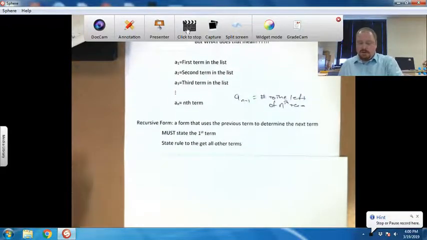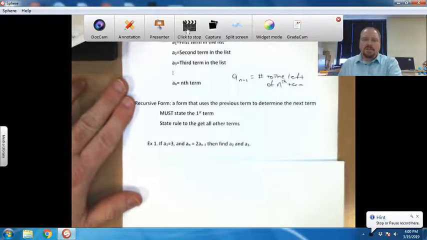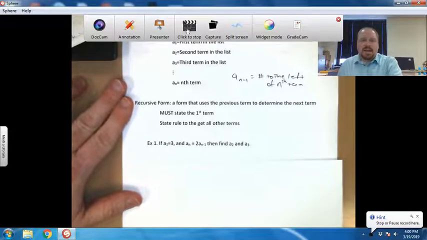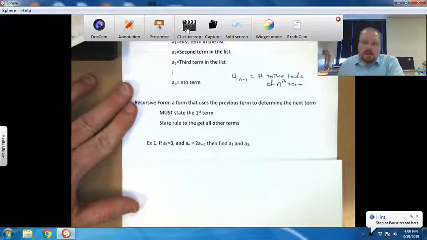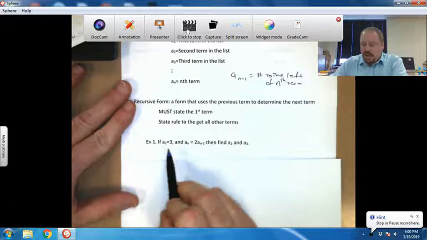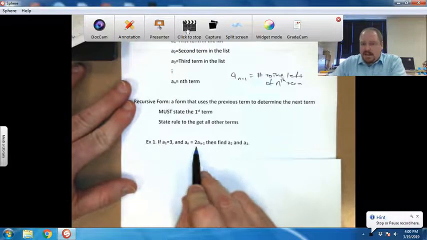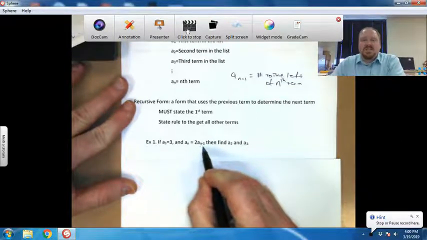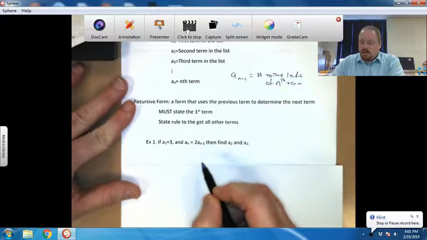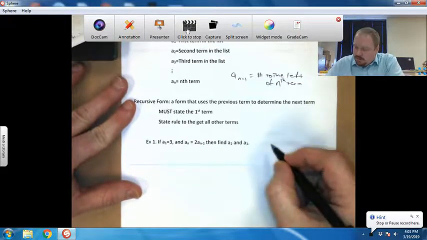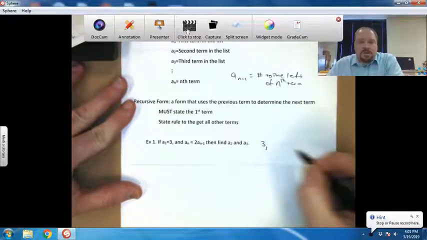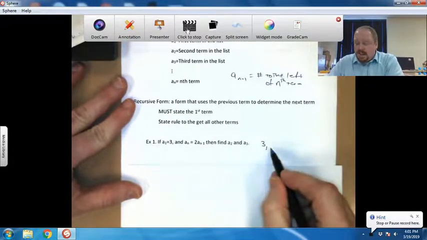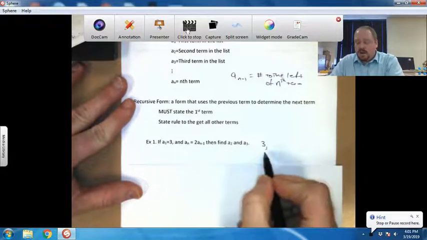Okay, so here we go. So if a sub 1 equals 3 and a sub n equals 2 times a sub n minus 1, then find a sub 2 and a sub 3. All right, what this is saying is, if this is the first number, to get the next number, which is a sub n, they want us to do 2 times the number to the left of it in the list. Well, you're probably saying, there is no list. Well, 3 is the first number in the list. So to get the next number, they want me to do 2 times the number to the left.